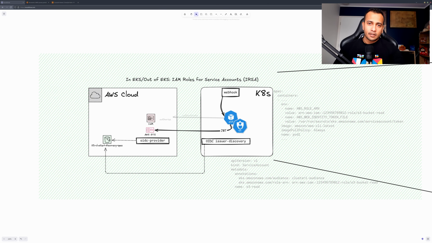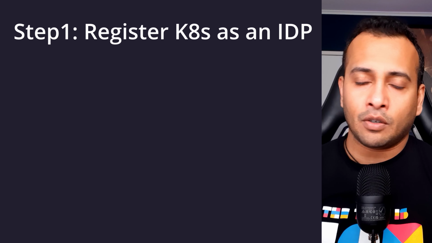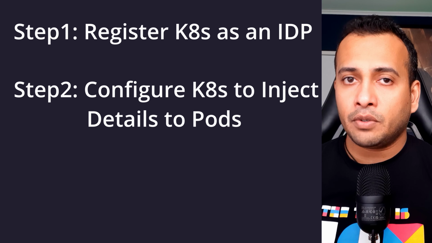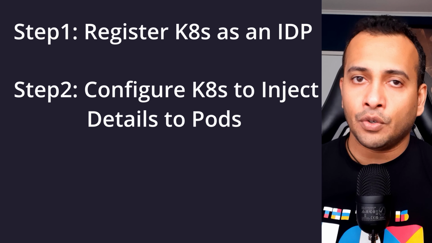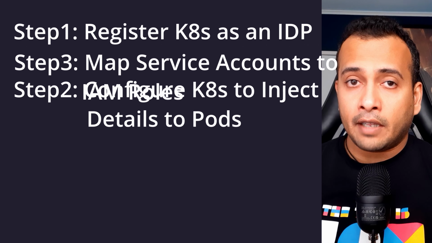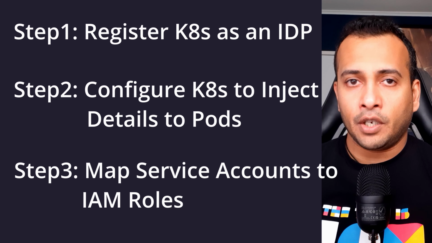In a single sentence, IRSA is about getting access into AWS as federated IAM principals. If we break that down into more manageable pieces, step 1 would be to establish trust between AWS and Kubernetes, and step 2 would be configuring Kubernetes, where anytime a service account that is mapped to an IAM role is used on a pod, that pod is injected with proper environment variables. And the last step, step 3, being mapping the actual service account into IAM roles.